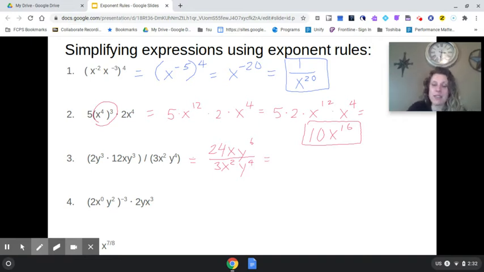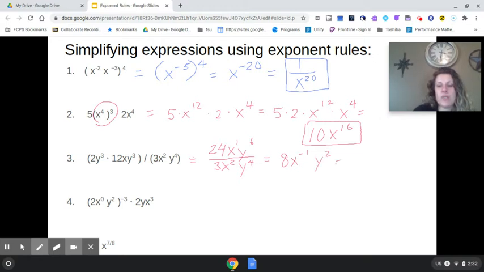Okay, so let's go ahead and divide. We have 24 divided by 3. That gives me 8. Remember, if a variable does not have an exponent, it really means an exponent of 1. So x to the first divided by x squared, we would subtract those two exponents. So 1 minus 2 is going to give me x to the negative first power. And then y to the sixth divided by y to the fourth, we would again subtract those two exponents, 6 minus 4, and get y squared.